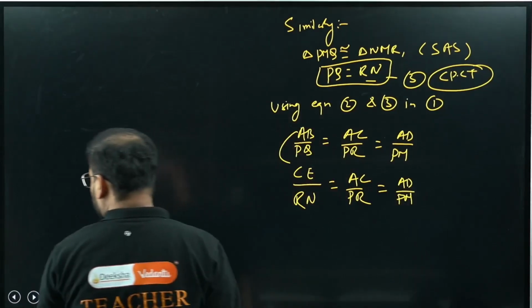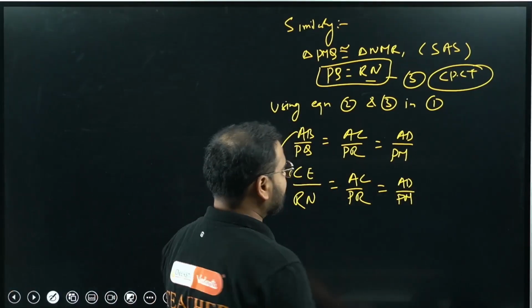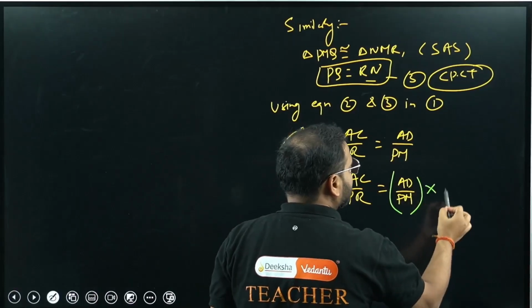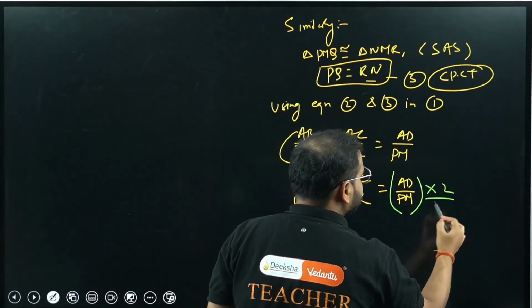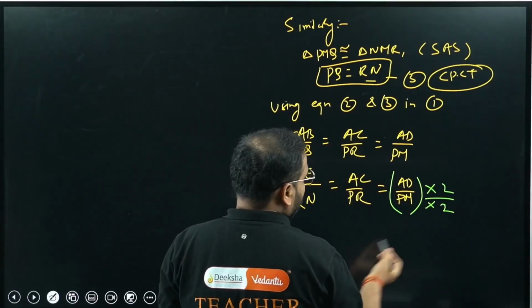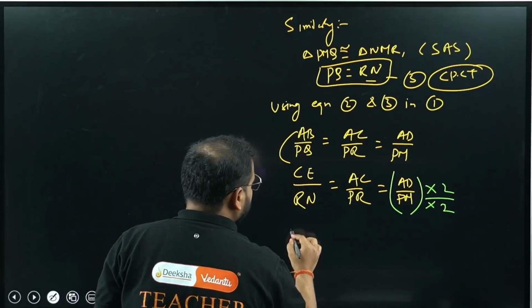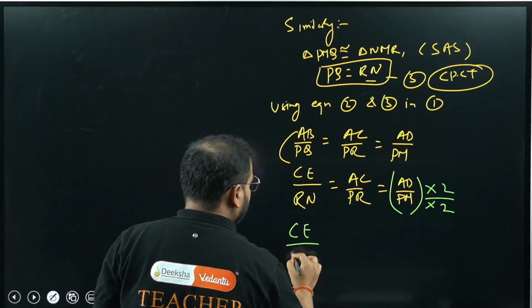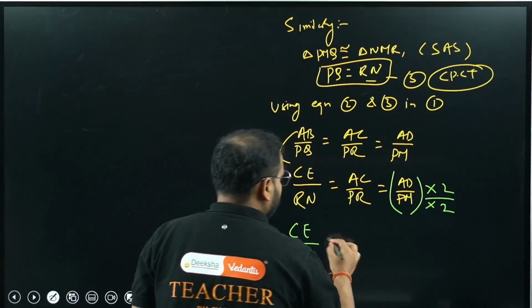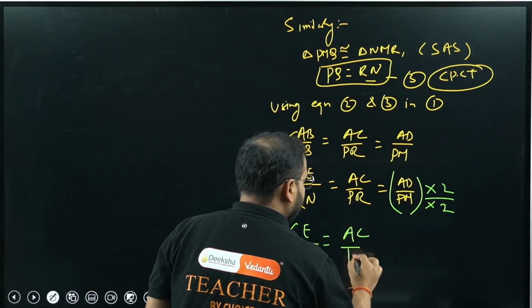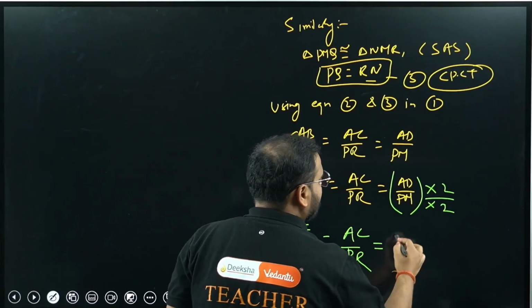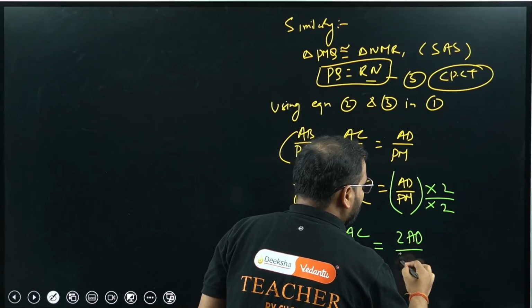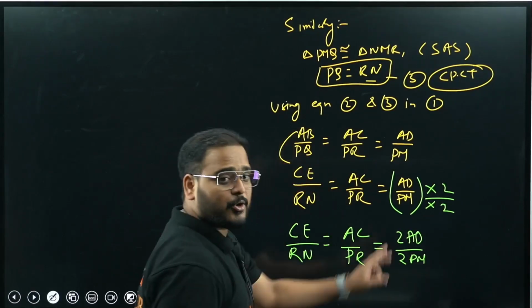Now one thing, have a look. I can multiply 2 to this, both up and down. So what's going to become of this? This will become CE by RN equals AC by PR equals twice of AD by twice of PM, multiplying 2 on both sides.